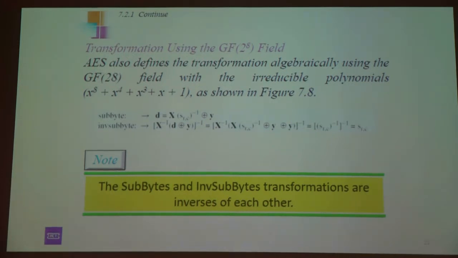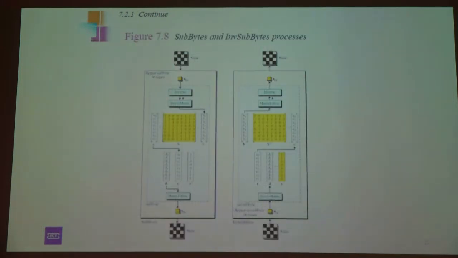The transformation is also defined algebraically using the GF(2^8) field with the irreducible polynomial. This is the irreducible polynomial. So if you have D, what is D? It is the matrix multiplied with the inverse of X, plus Y, and it will be converted back, and it could be done in the inverse direction too. Bottom line, you could do the representation by a table or by hardware. So sub-bytes and inverse sub-bytes, the substitution byte transformations, are inverses of each other. That's how we do it in hardware.